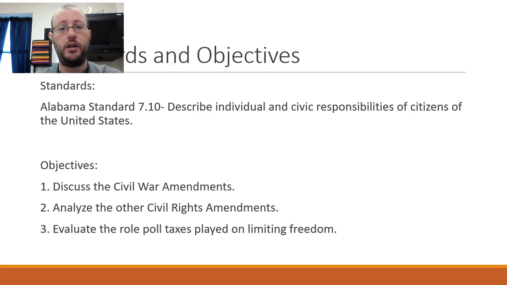And that brings us to the end of Section 3. So it kind of gives you an idea about the Reconstruction Amendments, some of these Civil Rights Amendments, the 19th Amendment giving women the right to vote, the elimination of the poll tax, which was a hindrance to keep African Americans from voting. And so we will finish up this chapter with Section 4.